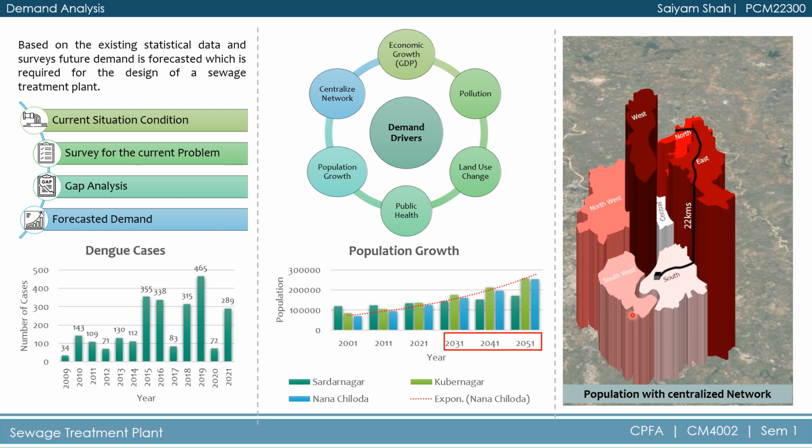The image shows that the sewage has to travel from north zone to south zone, which is approximately 22 kilometers away, for the treatment of sewage water, which will lead to an increase in maintenance issues in the whole city.